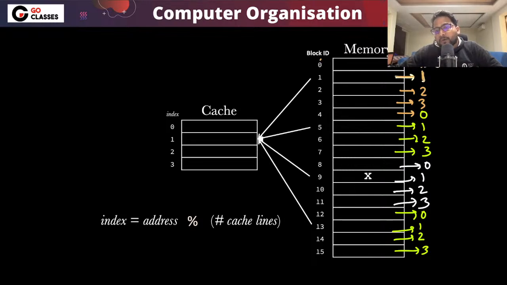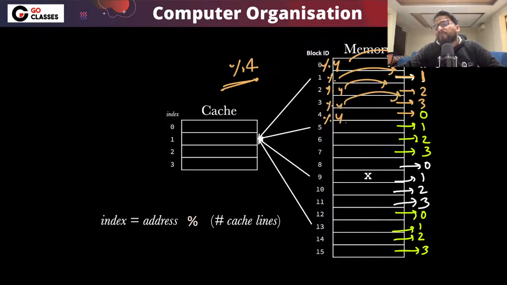The block number is 0, 1, 2, 3, 4, 5, 6, 7. It will keep on increasing. If you take the modulus with 4, since these are the 4 lines, then modulo 4 here gives you 0, then 1, then 2, then 3, then again 0, 1, 2, 3, and again 0. So that's a very beautiful design, right?